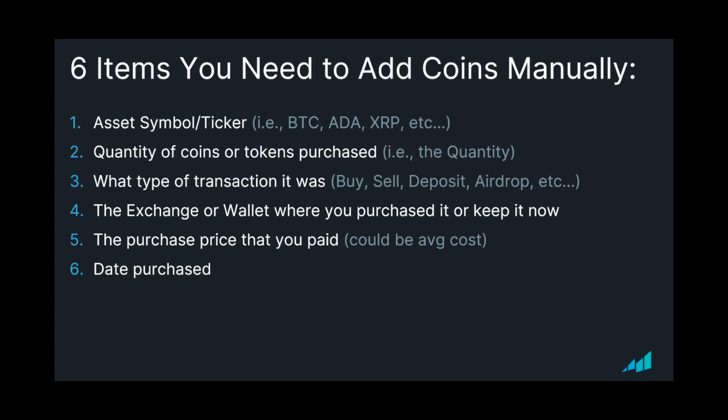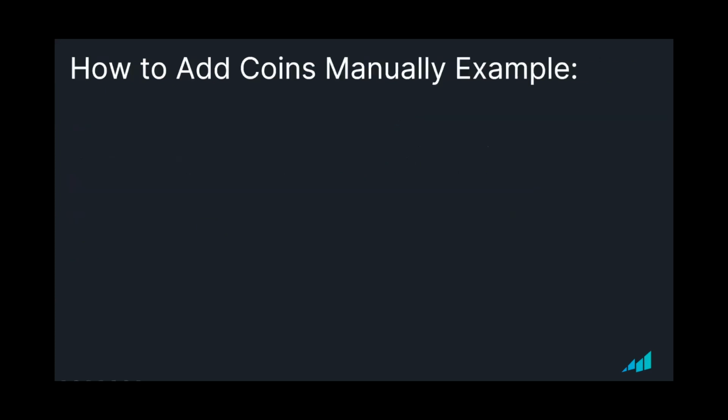Now that we have these 6 pieces of information available, let's walk through an example of what it would look like to add a coin manually to Merlin. For example, let's say that our asset ticker symbol was XRP. That is going to be the symbol. The next piece of information we need to know is the quantity. In this example we are going to say we bought 1,500 coins.